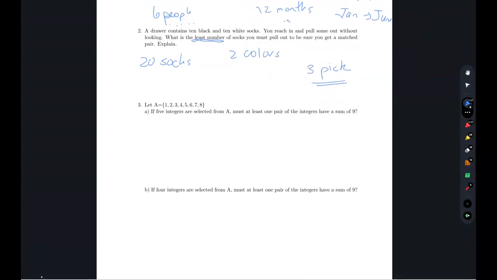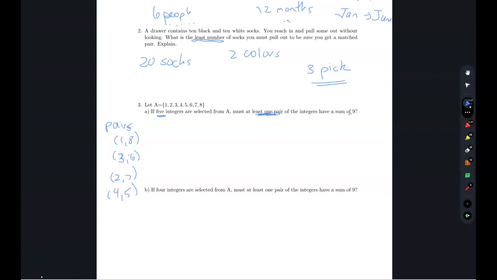Okay, so here they're going to pick 5 integers. Does at least one pair have a sum of 9? So let's list the possible pairs that give me a sum of 9. Out of these numbers, the possible pairs could be 1 and 8, I'm sorry, 3 and 6, 2 and 7, and 4 and 5, right? So those are the possible pairs that give me a sum of 9. And so how many are we going? There's 1, 2, 3, 4 of them, 4 pairs.